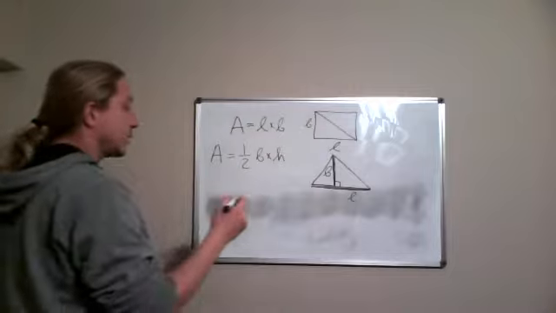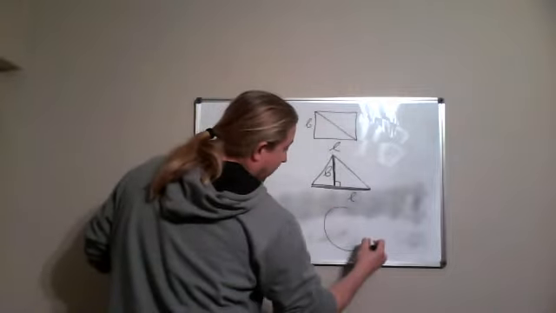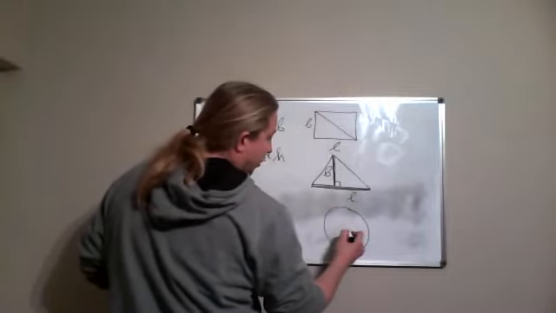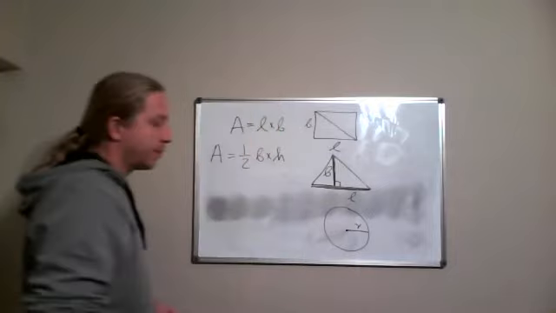Okay, so that's rectangle, triangle, right? The next one is a circle. So like in the perimeter, the only measurement for a circle is a radius r. Okay, that's it.